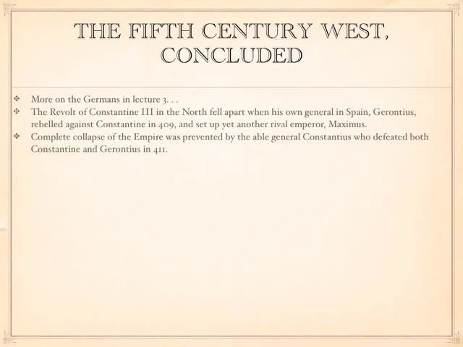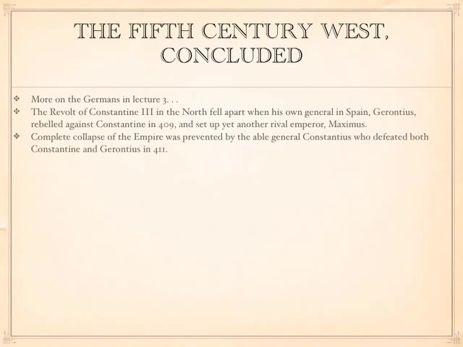Honorius managed to replace Stilicho with another general, not quite the status and ability of Stilicho, but a hell of a guy in his own right, a fellow by the name of Constantius, who defeated both Constantine and Gerontius in exactly the same year, 411, and ensured that there was only one de facto emperor in the peninsula, and that was Honorius. Now, Honorius is still very young. Without Stilicho's guidance in rulership, he doesn't do much.